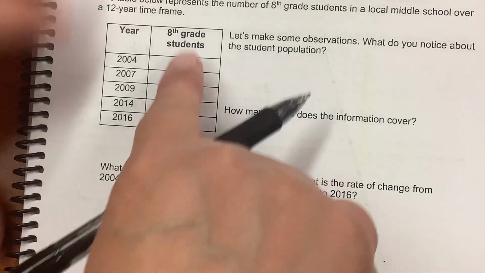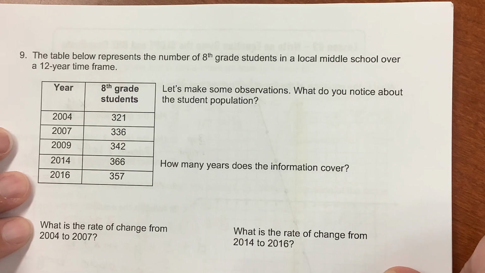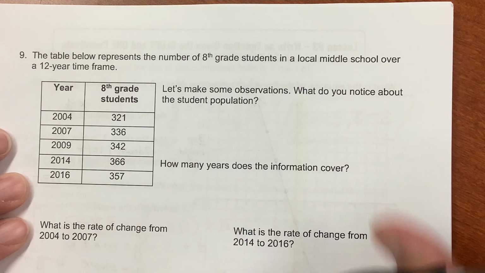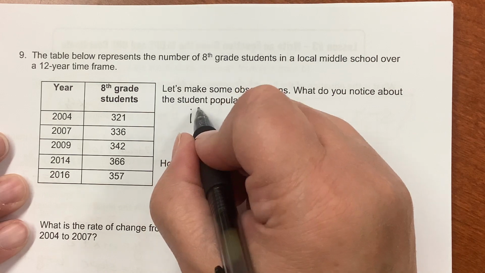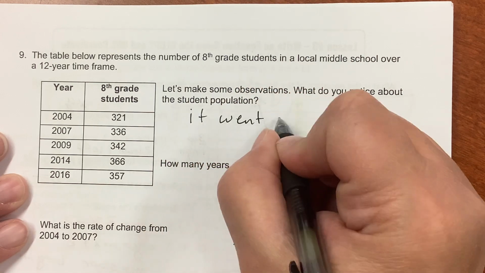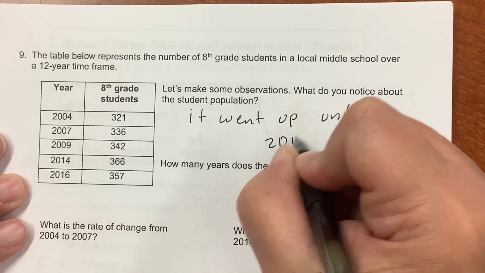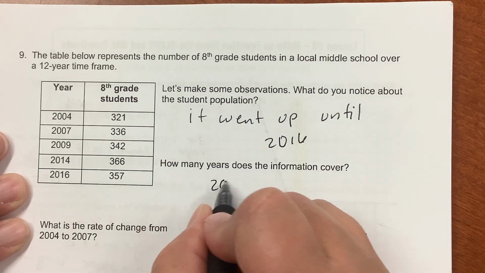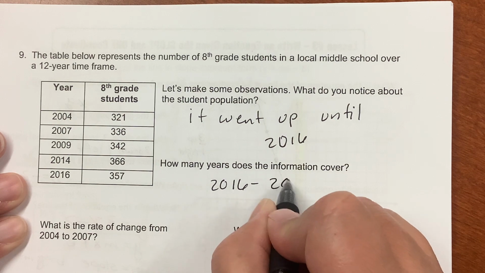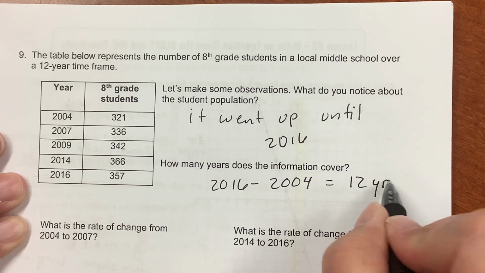Wow, that's a lot. Okay, the table represents the number of 8th grade students in a local middle school over a 12-year time frame. Let's make some observations. What do you notice about the student population? 21, 36, 42, it's going up until the last year. It went up until 2016. Then it went down a little bit. How many years does the information cover? 2016 minus 2004 is 12 years.